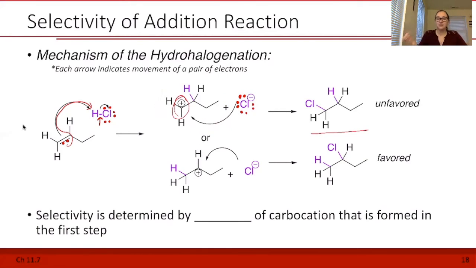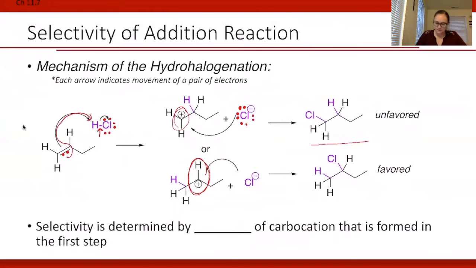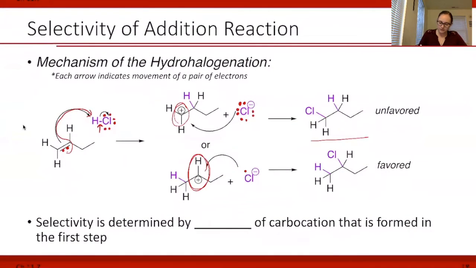The hydrogen could add to the other side of that double bond and make this intermediate. Then the same thing: the chlorine with all of its electrons adds in where the hole of electrons is and makes this one. And we see that we have a favored and an unfavored selectivity of products. Through a lot of experimentation in the lab, what we have learned is that selectivity is determined by the stability of the carbocation that is formed in the first step.